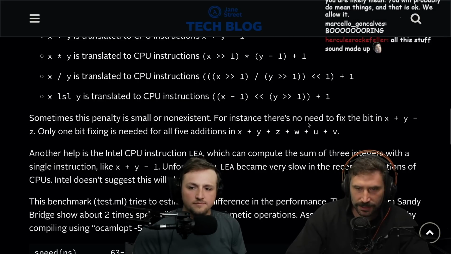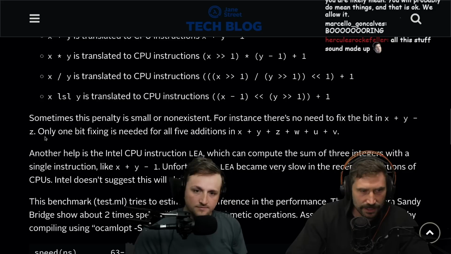Sometimes this penalty is small or non-existent. For instance, there is no need to fix the bit in x plus y minus z. Only fixing 1 bit is needed for all 5 additions.